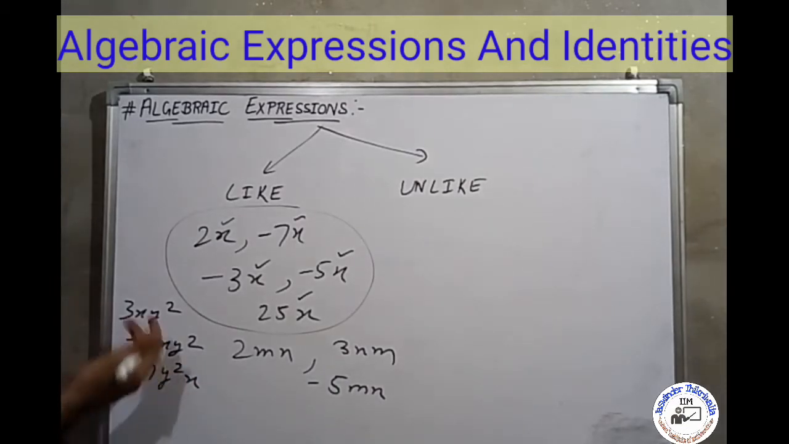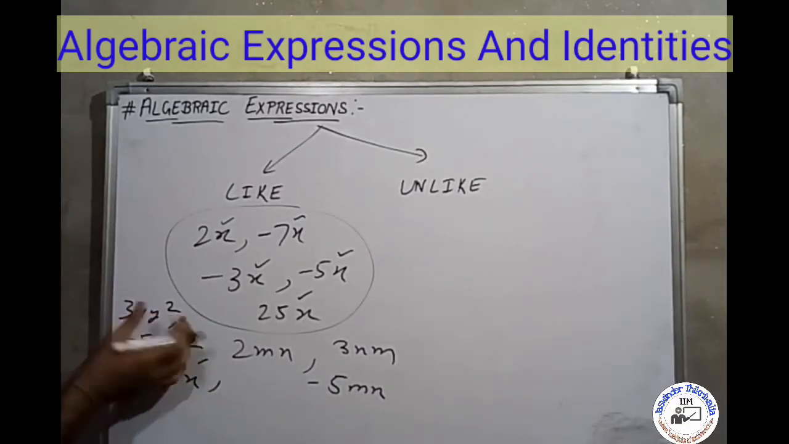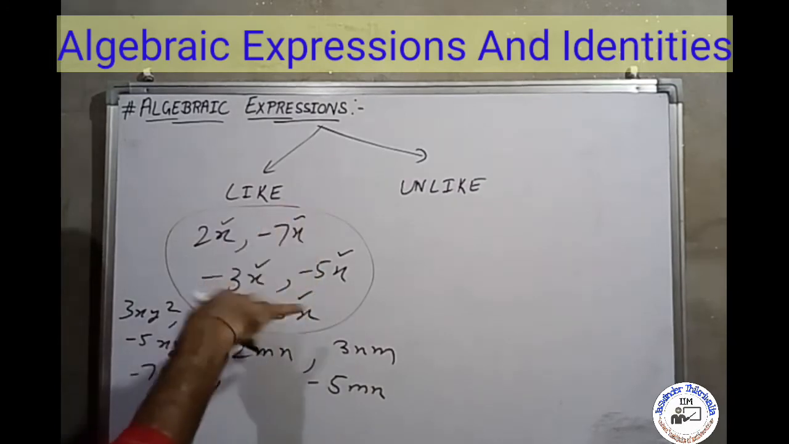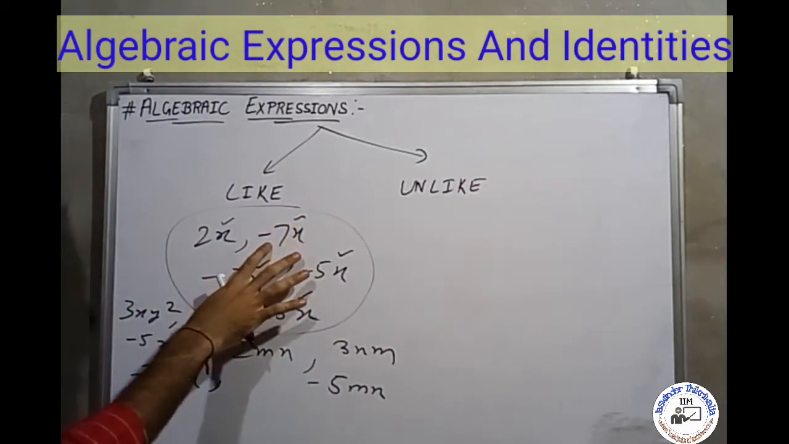These are also like. Why like? Because the variables are the same. Check here also x, here also x, here also x, here y square, y square, y square. This like and unlike is not affected by these coefficients.